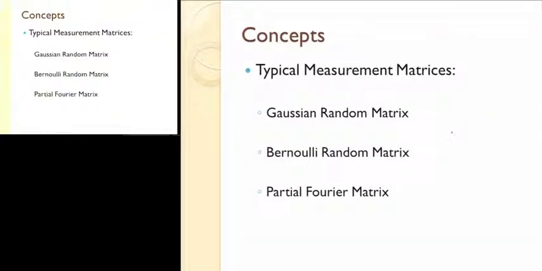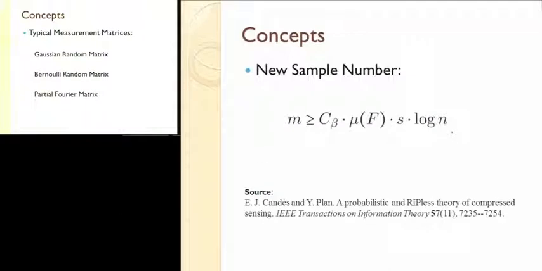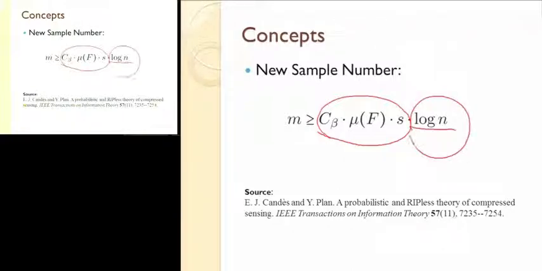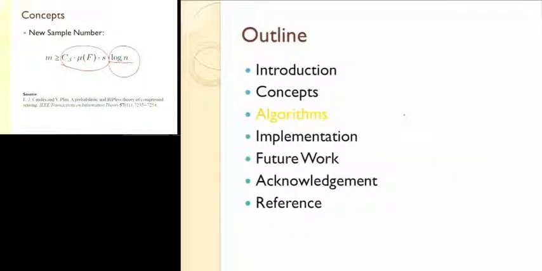And here are some measurement matrices that are proved to satisfy these properties. We are still yet to implement these on a real system. And here's a new sample number limit. Instead of 2n, we have a constant times log n, where the constant is fixed for our system and log n relates to the bandwidth. Note that it's only a logarithmic function, so we're potentially saving a lot of data by doing this.